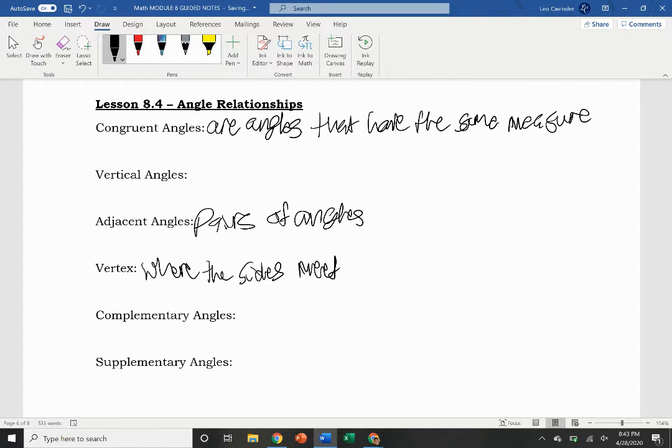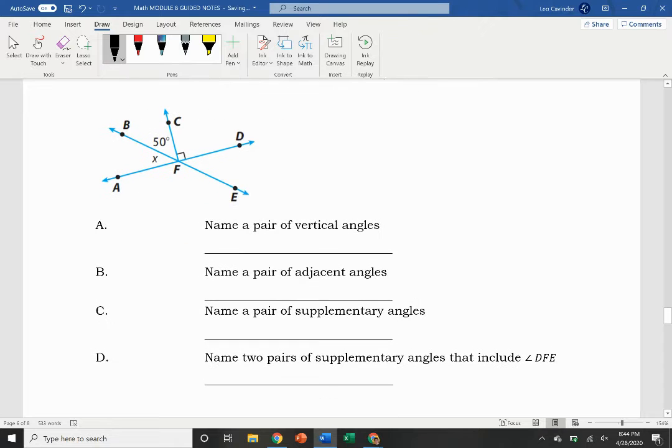Okay, complementary angles are two angles whose measures sum to 90 degrees. Then supplementary angles, they have the same thing, they sum to 180. Okay, so let's go into example 1 so you kind of understand what I'm talking about.